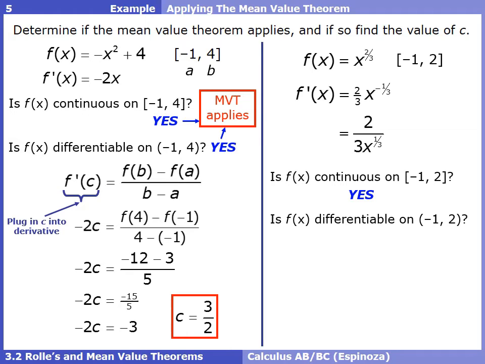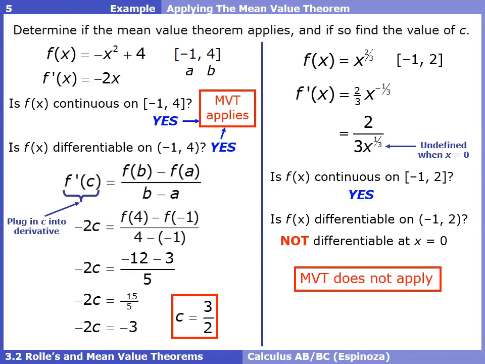So when we ask, is this function differentiable from -1 to 2, you'll notice the derivative is undefined when x is equal to 0. If you plug in 0 for x, our derivative is undefined, which means it's not differentiable at 0. So if it's not differentiable at 0, that's not the worst thing in the world, but 0 is in our window from -1 to 2. So in this particular case, the mean value theorem would not apply.